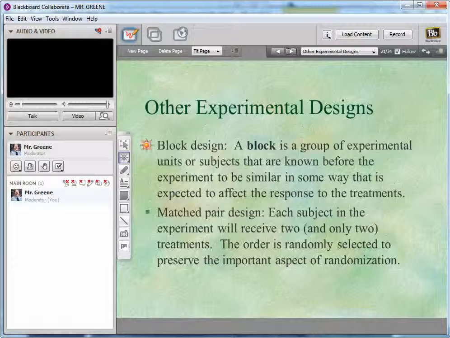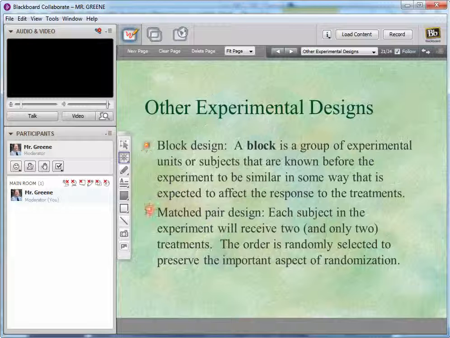Okay, one more topic here: block design. A block is a group of experimental units or subjects that are known before the experiment to be similar in one way that is expected to affect the response to the treatments. A matched pair is when each subject in the experiment will receive 2 and only 2 treatments. The order is randomly selected to preserve the important aspect of randomization.